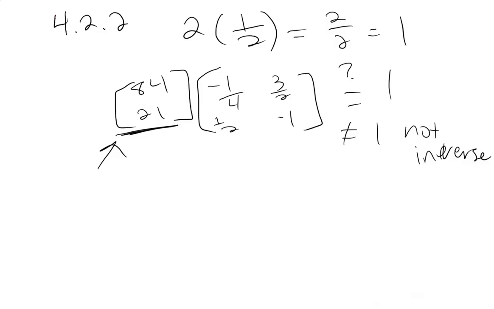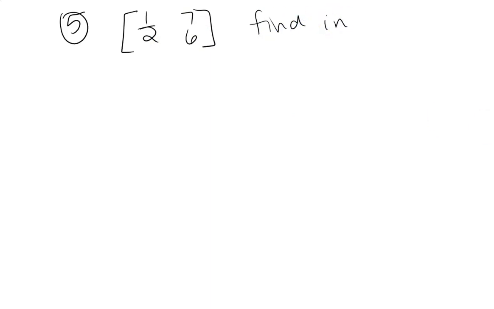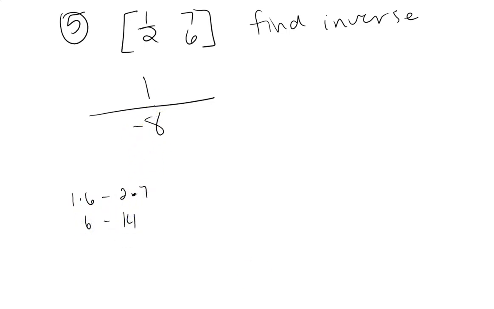How to find an actual inverse of a matrix. So this is number 5 on this assignment, and first you're going to do 1 over the determinant, and then you're going to switch. Okay, let me just write this down. So 1, 2, 7, 6. Okay, we are going to find the inverse. So the first thing you do is do 1 over the determinant. Remember the determinant in this case would be 1 times 6 minus 2 times 7. So 6 minus 14 is negative 8.